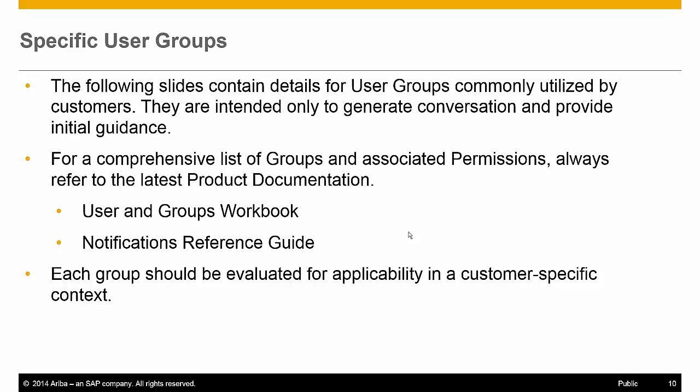Also, another key piece of documentation is the notifications reference guide. This is very helpful because it will tell you, if you belong to a particular group, what notifications you can expect to receive. There are certain groups, for example, purchasing agent, that receive quite a few notifications from the system. So it's good to keep that in mind when doing your group assignments in Ariba.